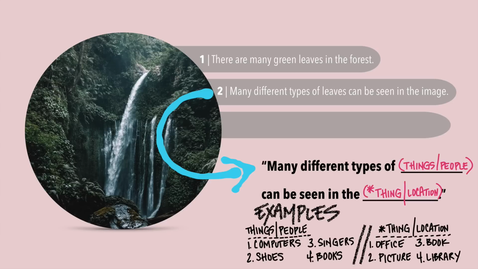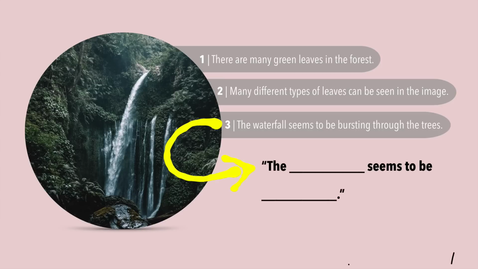So for example, for the things or people, the first part, I've given examples like computers, shoes, singers, and books. Now for the second part, we have thing or location. I've put office, picture, book, or library. So now let's see the sentence. Now that we have this pattern and these examples, we can say, many different types of computers can be seen in the office. Or let's see number 3. Many different types of singers can be seen in the book. You see, that means the person is looking at a book that has various singers in it, or pictures of singers, okay? So let's say we have one more sentence about this image, the image on the left.